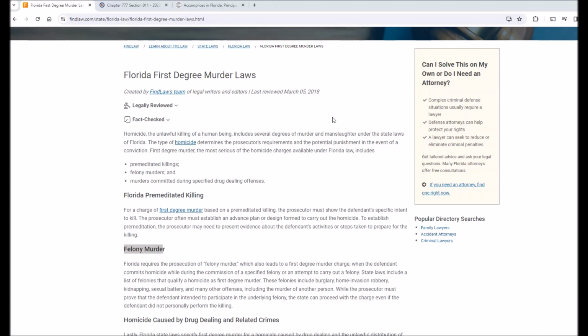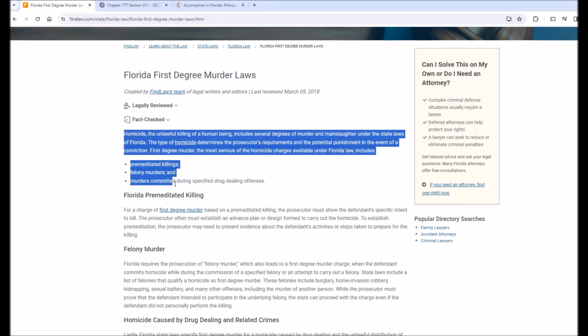And so, first degree murder, this pretty much just tells you right here. And it says that if you do any of these, like a premeditated kill, if you plan to kill somebody and the cops find out that you drew out a plan to kill somebody, that's first degree murder. But now, state of Florida also says felony murders.